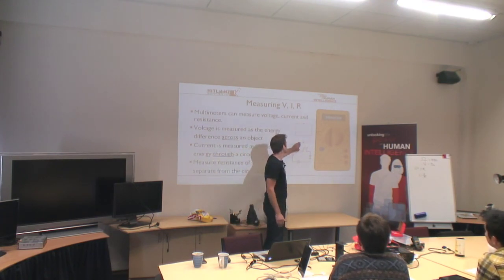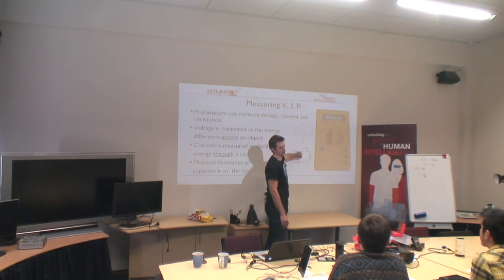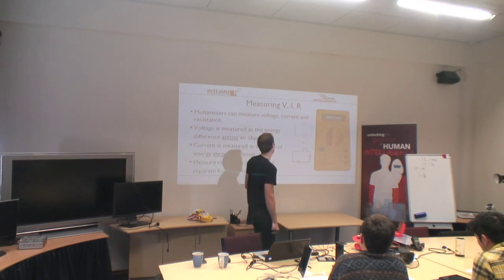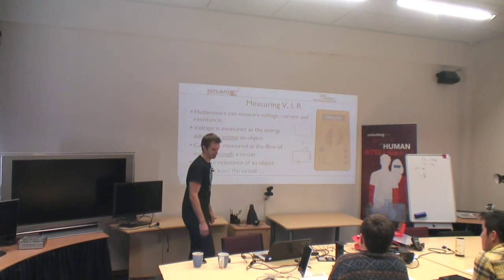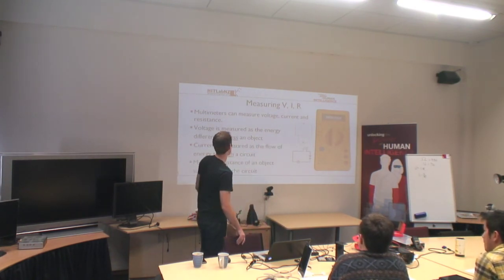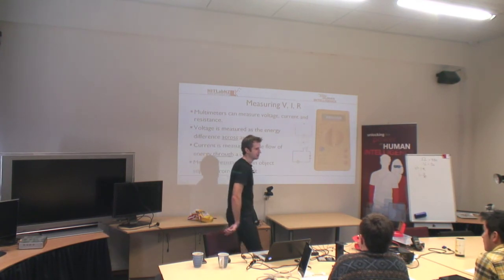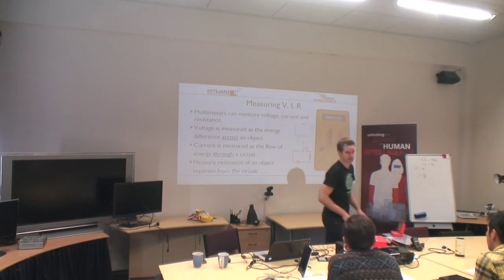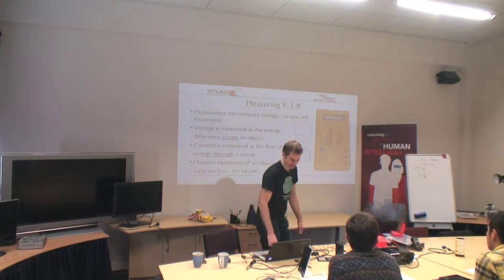If you're measuring the voltage, you're measuring the voltage over a component. If you're measuring the current, you're measuring the current through the circuit. So if it's over it, you leave everything as it is and just measure it. If it's through, you actually have to break the connection and run the power through the multimeter. Otherwise, you're most likely to blow a fuse. Depending on how smart the multimeter is, it may just switch itself off if you're lucky.